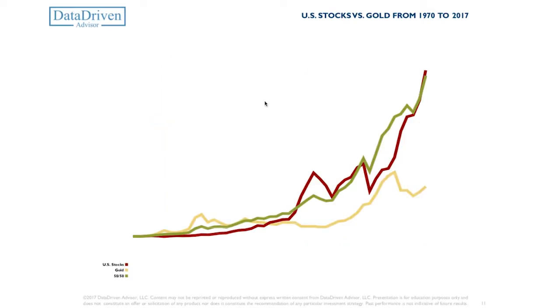So, going back to this chart, we can see it's really striking when we look at it visually. The red line is US stocks, and we can see it was a wild ride. The yellow line was gold, which drastically underperformed, but that combined portfolio was much smoother and was very similar in the end to US stocks.